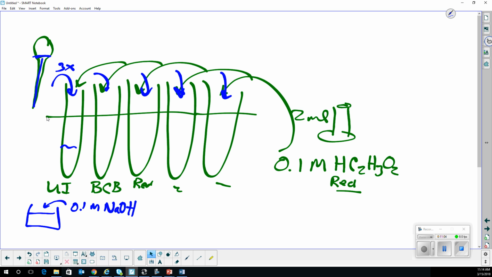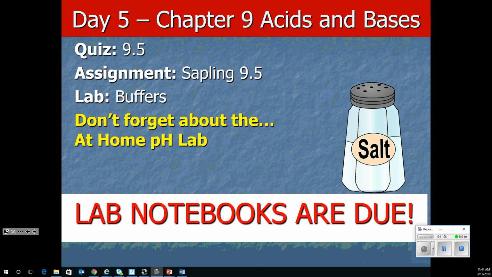Goggles mandatory. Molecular equations, net ionic equations, and ionic equations again. We're going to talk about K's again. So a lot of this we've already done, but we're going to do it specific towards acids and bases.